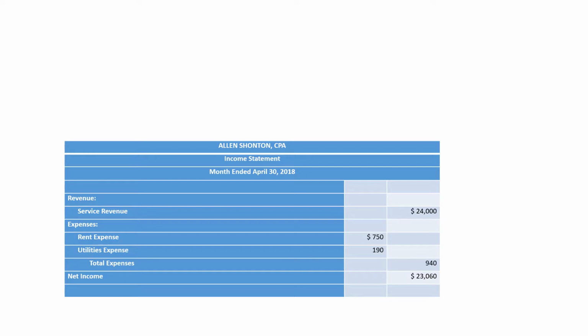Notice we don't show those amounts in brackets or put minus signs. But we do know, and we have to keep in mind, that we will be subtracting total expenses from total revenue, and that is the result. If it's positive, which in this case it is, $23,060 is our profit, or in accounting we call it net income. If that was a negative, we would put net loss.